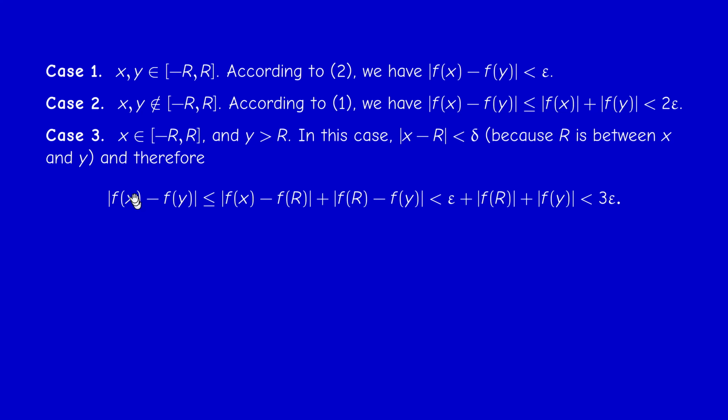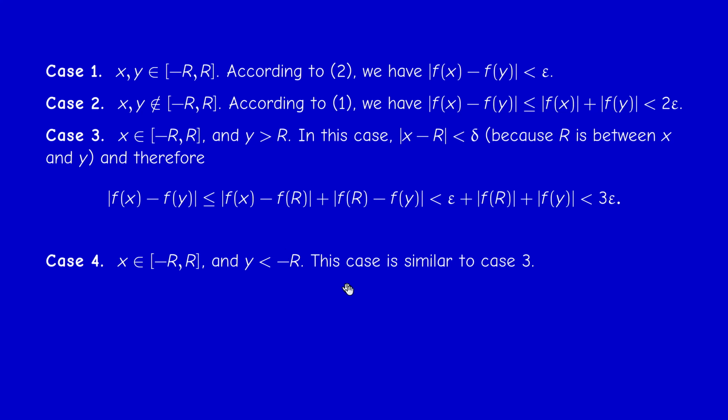And so once again, I apply the triangle inequality, so I add and subtract f of r. The absolute value of f of x minus f of r is less than epsilon, because x and r are by case 1. And for f of r minus f of y, I cannot apply case 1, but I apply case 2. So the first term here is less than epsilon. The second term by the triangle inequality is less than the absolute value of f of r plus the absolute value of f of y. And each of these terms is less than epsilon. So we get that the distance is less than 3 epsilon.